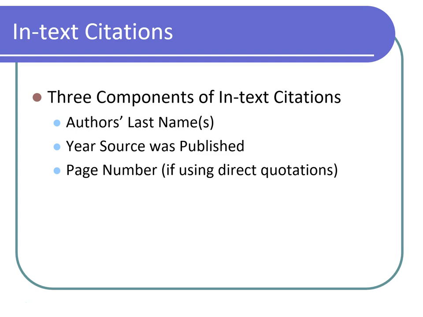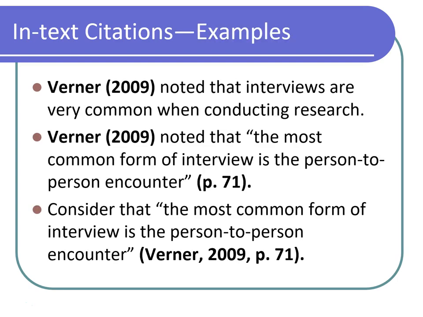The second is the year the source was published. And then the third is a page number, but only if you're using direct quotes. So let's look at a couple of examples that I've laid out for you. These are examples of in-text citations, meaning it's in the text. That's why they call it in-text. So here, the author's last name and the publication date.